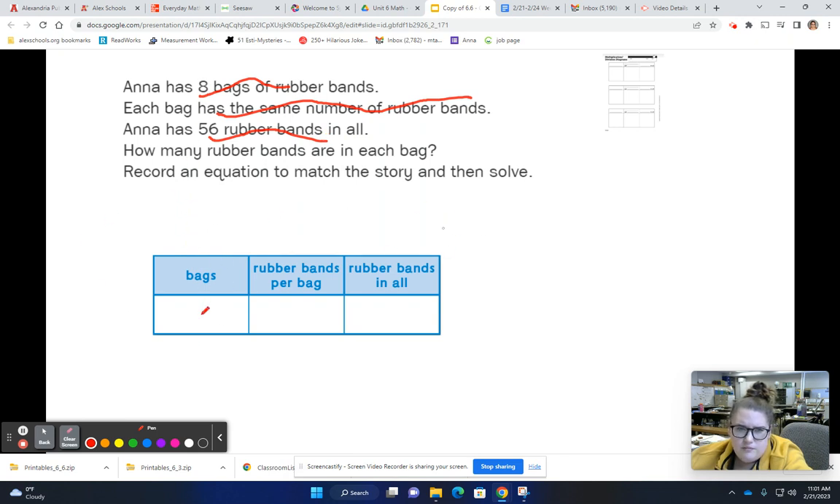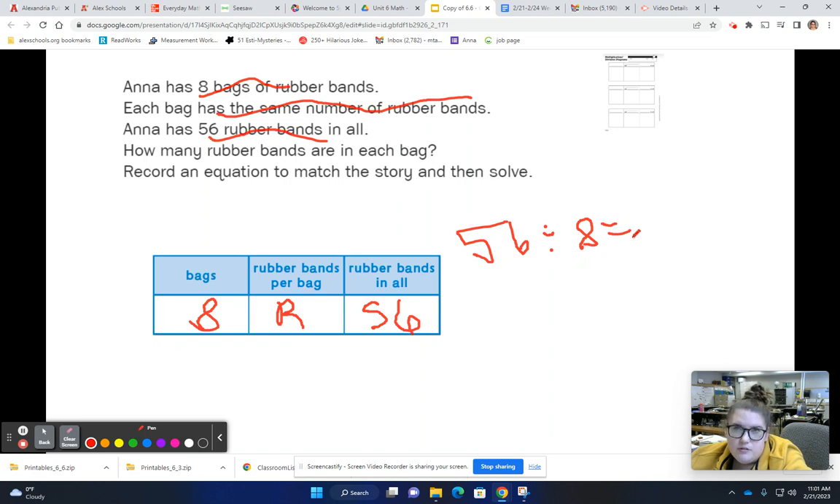So let's fill in our diagram. We know that there's 8 bags. We don't know how many are in each bag, but we do know that there's 56 in all. This is our question mark. I can use an R for rubber bands to represent that unknown. But I'm wondering how many 8s are in 56. To me, that sounds like a division problem. You could also count by 8s if you'd like.